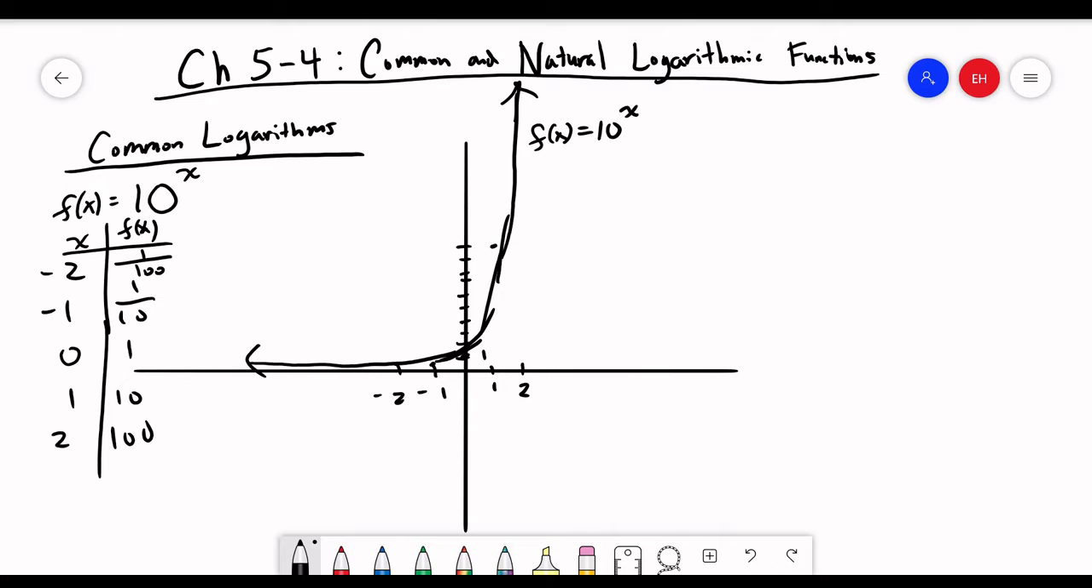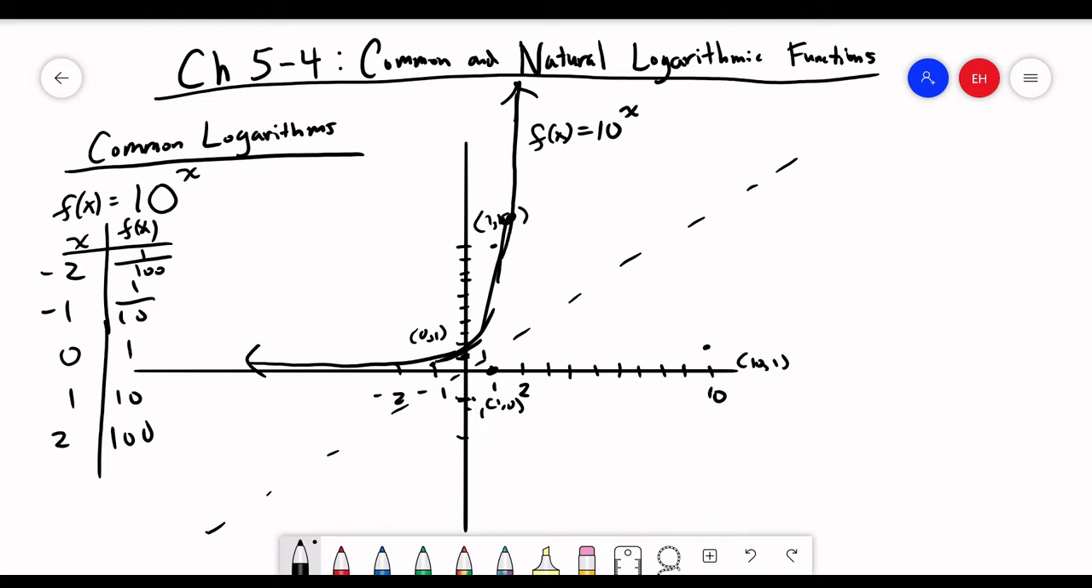Now, if we found the inverse of this function by flipping it over the y equals x line, which is the same as just switching the x and y. So for example, this point 0, 1 on our y equals 10 to the x graph would become the point 1, 0. And the point 1, 10 would become the point 10, 1 on the inverse graph. Okay, and so on and so forth. So negative 1, 1/10 would be 1/10, negative 1.